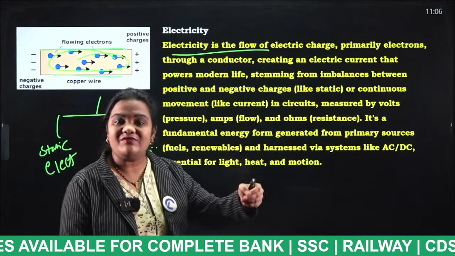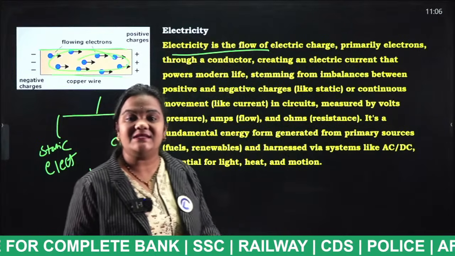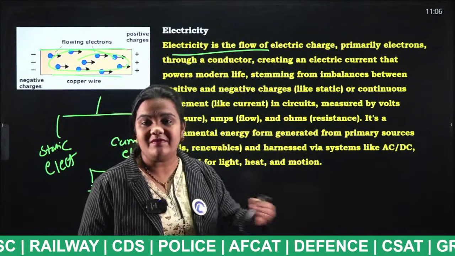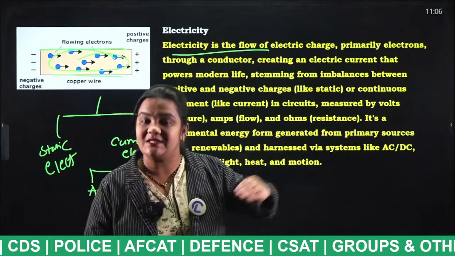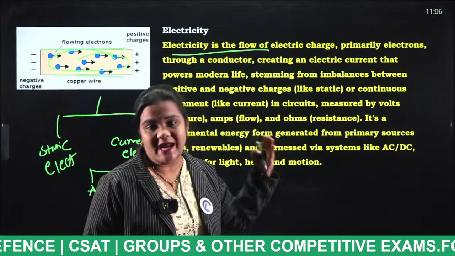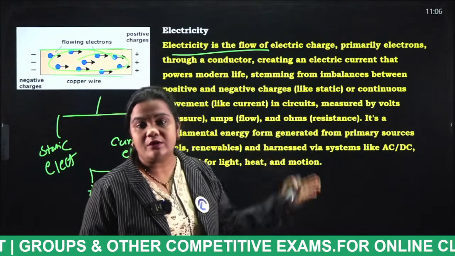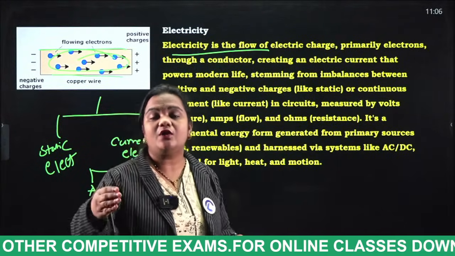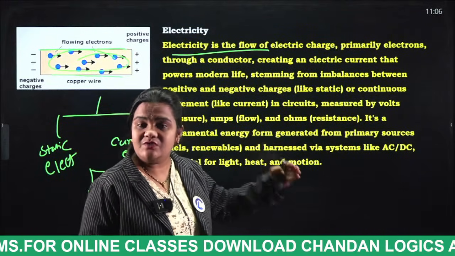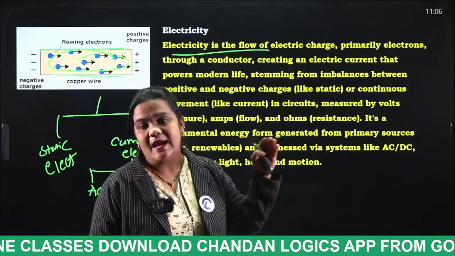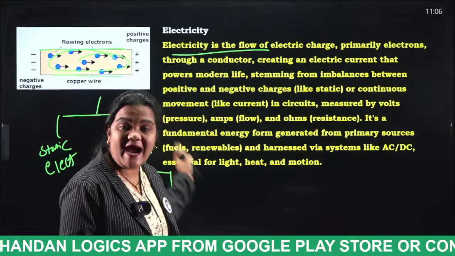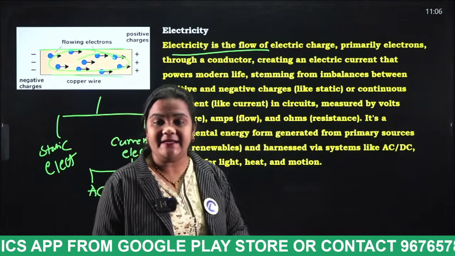The wires which we are using for generating electricity are nothing but copper wires. So what is happening in the copper wire, students? The flow of charges takes place. Those charges may be protons, positively charged, or electrons, negatively charged. So mostly which of the charges will flow through that copper wire? Electrons, negative charge. That is the difference between static electricity and current electricity.